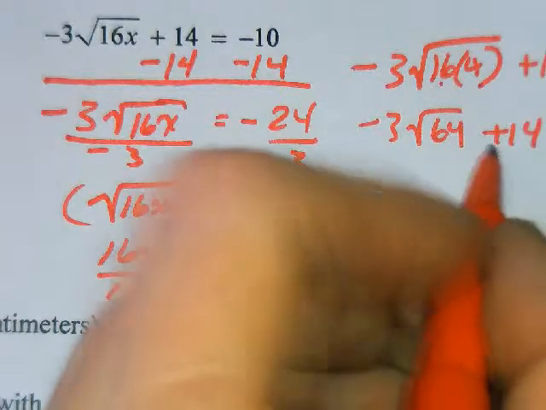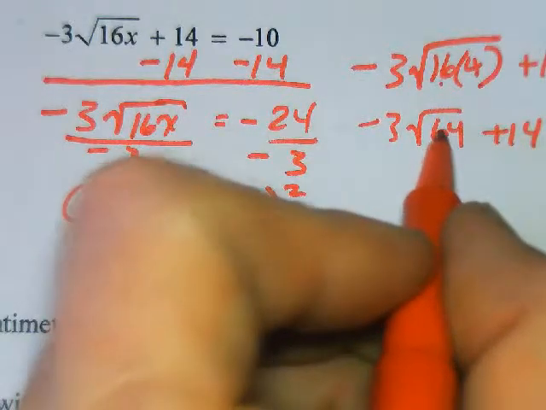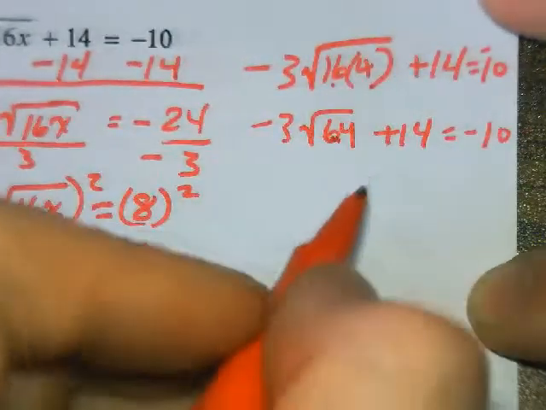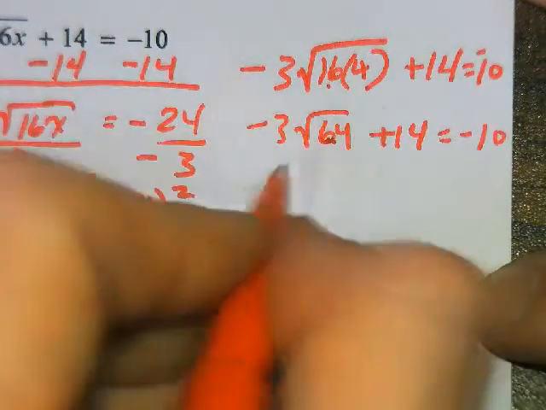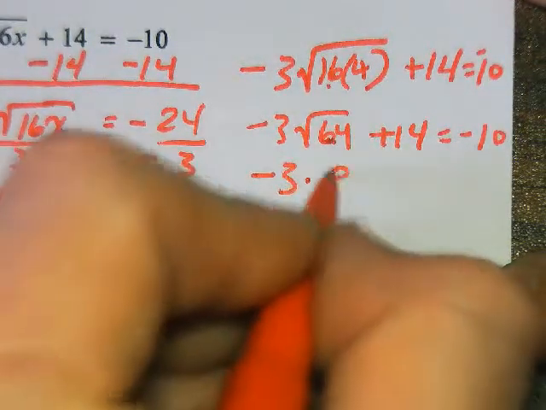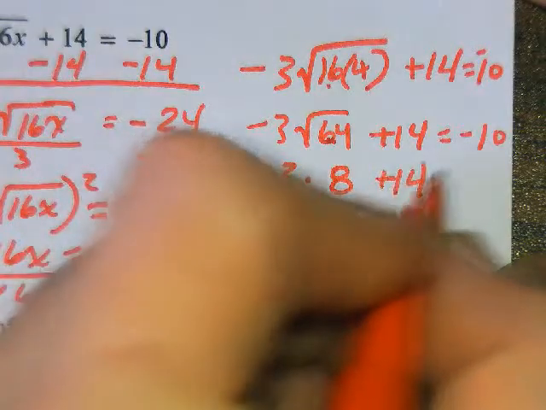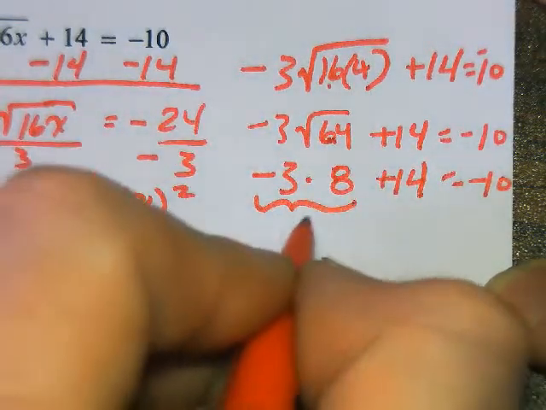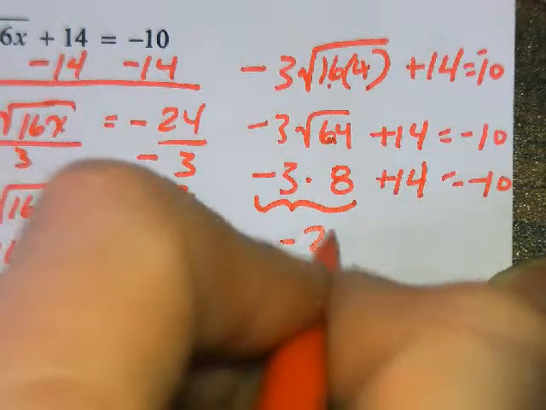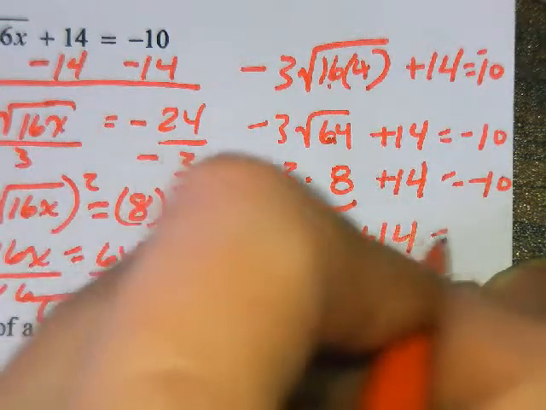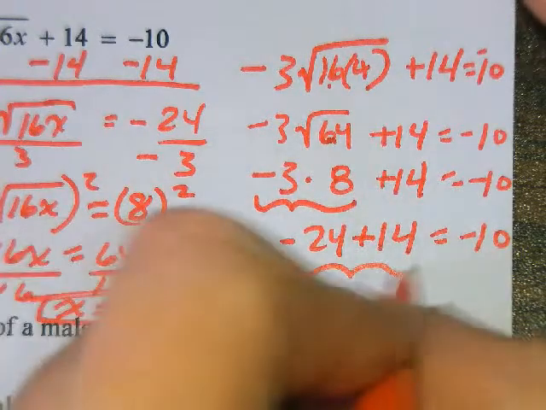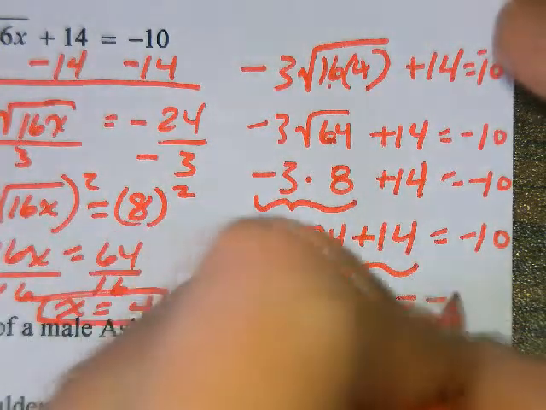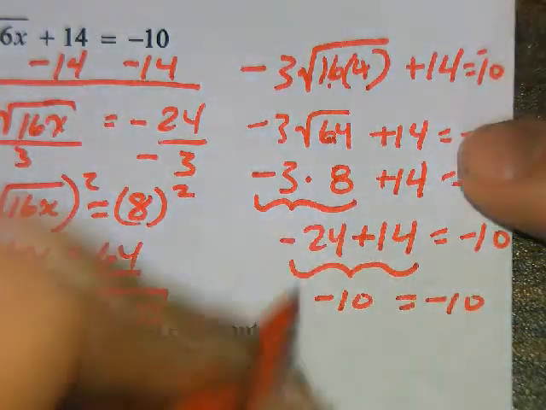So let's see if this is true. The square root of 64 is just 8. So this is negative 3 times 8 plus 14 equals negative 10. Negative 3 times 8 is negative 24 plus 14 equals negative 10. This is negative 10, and it equals negative 10. So that checks out.